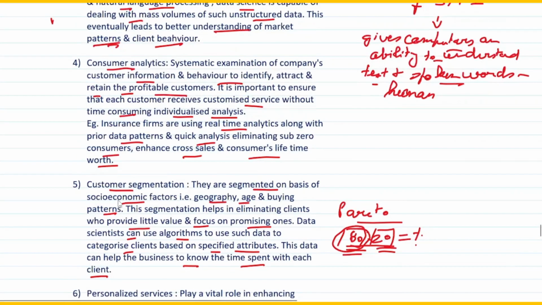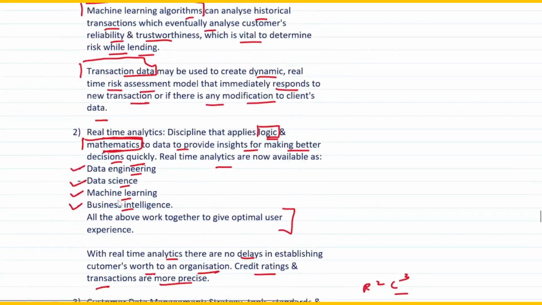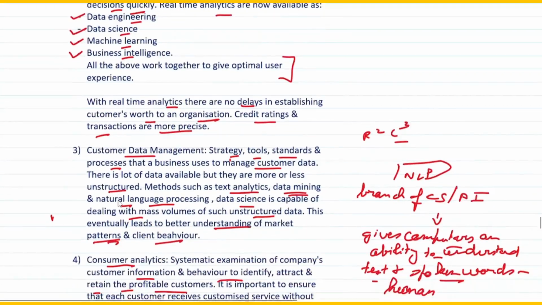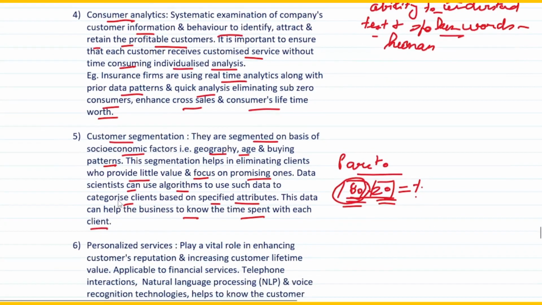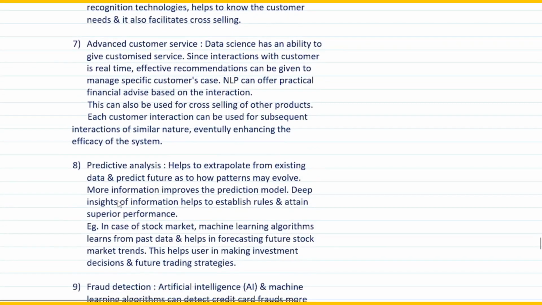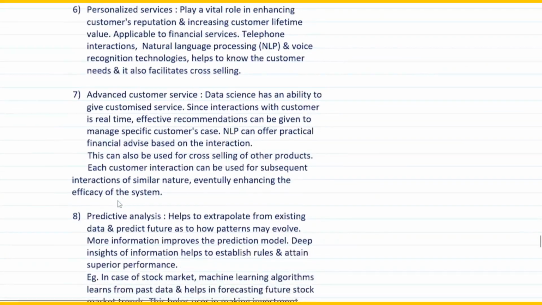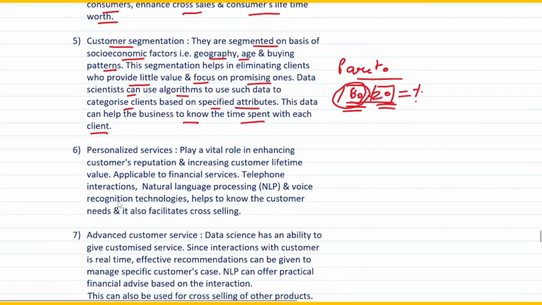So what we have read till now is R square. R square talks about risk analytics and real-time analytics. Then we spoke about C cube. C cube is customer data management, consumer analytics, and the third one is customer segmentation, right? Now we come to something called PPF, right? Now what does PPF talk about? Okay, I have A in between, so we can skip this and come back to it later. Okay, first we talk about the first P of PPF.